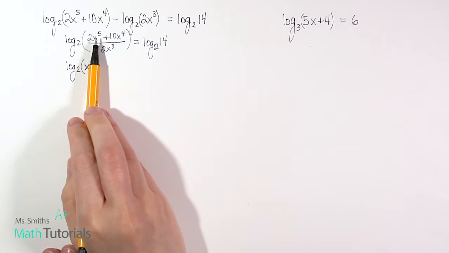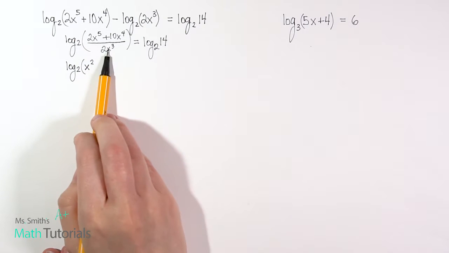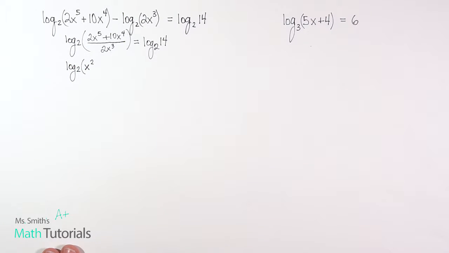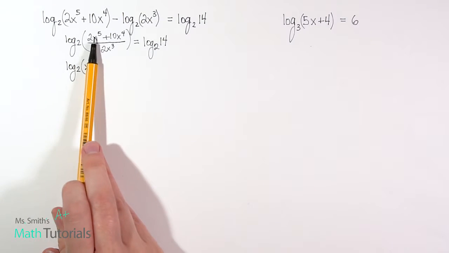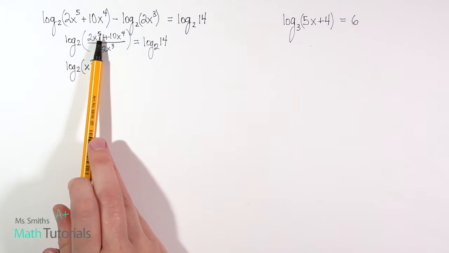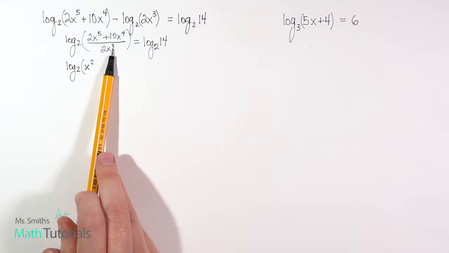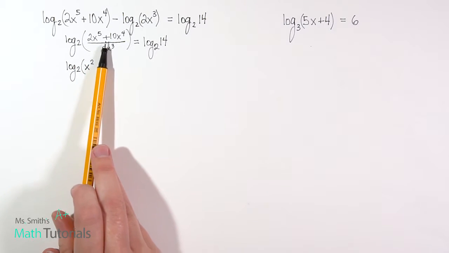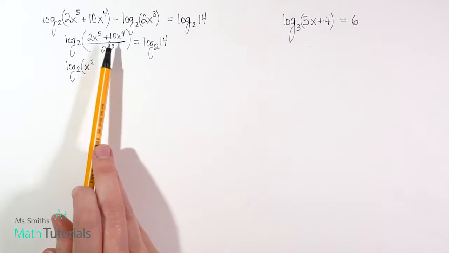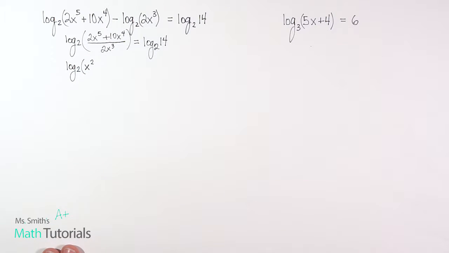Now, if you were like, what did you just do there? How did you get x squared out of that? You're going to want to stop and review my video on dividing with exponents. So just as a brief reminder, when we divide with exponents, we subtract the exponents. So the base stays the same, the exponents subtract top to bottom. So 5 minus 3 is 2. If you need to, review that video.